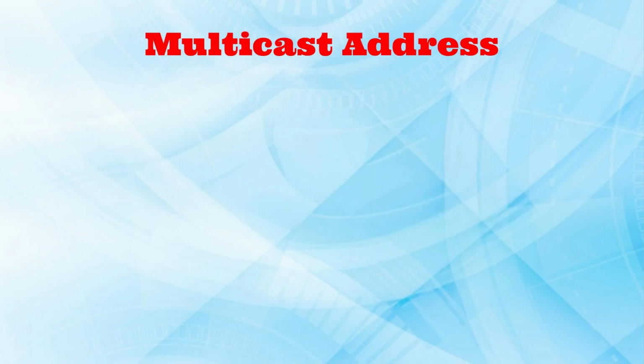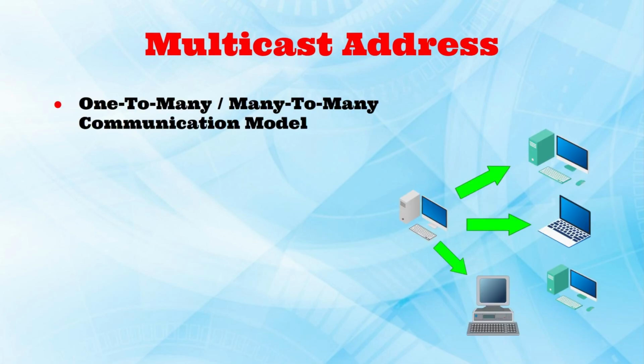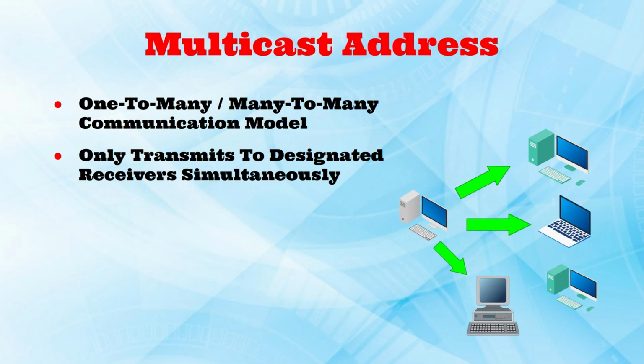The last address type is a multicast address. Multicast refers to a one-to-many communication model where data is sent from one sender to multiple possible receivers simultaneously. Multicast is similar to IPv4's broadcast, but the main difference between them is that multicast will only transmit data to designated receivers, while broadcast transmits data to all receivers and does not require a response.